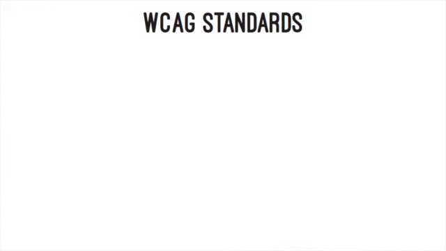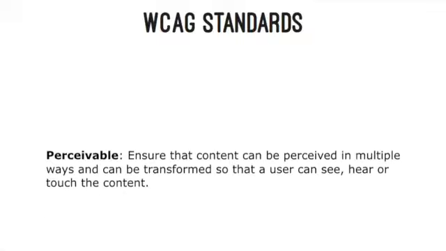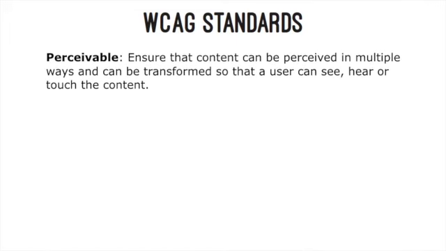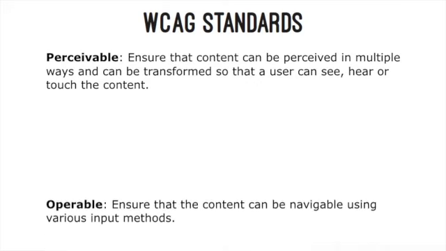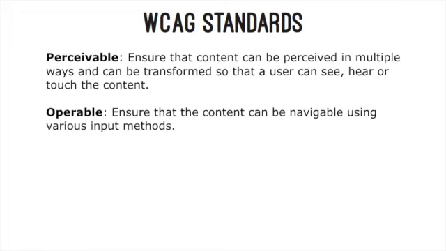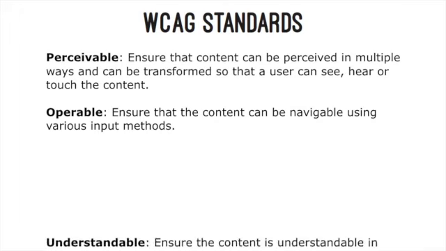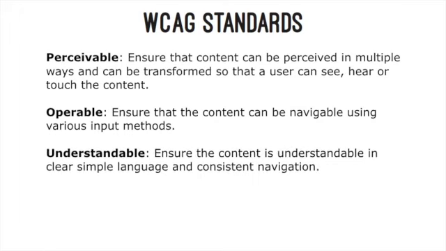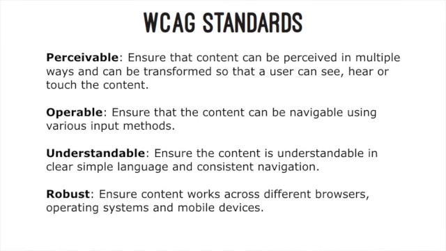To meet the WCAG standards, it's important to understand the 4 key principles. They are: perceivable, ensure that content can be perceived in multiple ways and can be transformed so that a user can see, hear, or touch the content. Operable, ensure that the content can be navigable using various input methods. Understandable, ensure the content is understandable in clear, simple language and consistent navigation. Robust, ensure content works across different browsers, operating systems, and mobile devices. Think of POUR to help remember them.